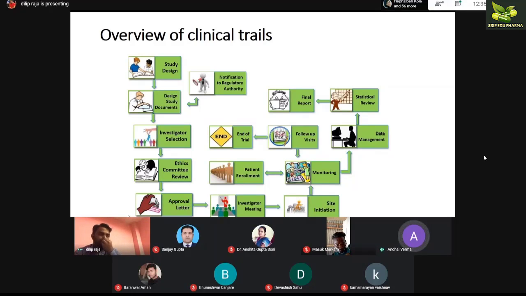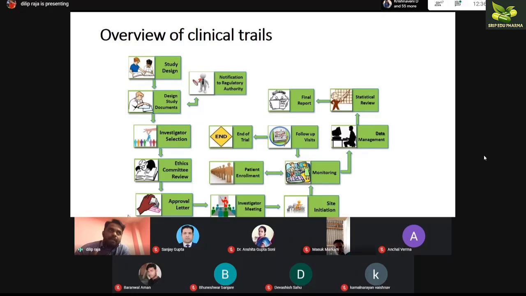Now, this regulatory body, once the sponsor, whether a government organization or a private company, submits the whole documents to the regulatory body, which is CDSCO in India, they will scrutinize the documents and they will see whether the safety protocols are followed or not, whether the drug is safe or not.